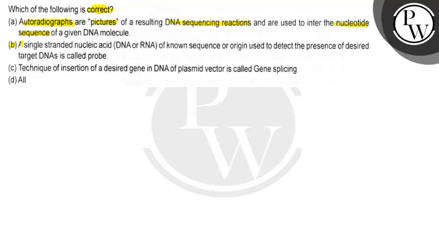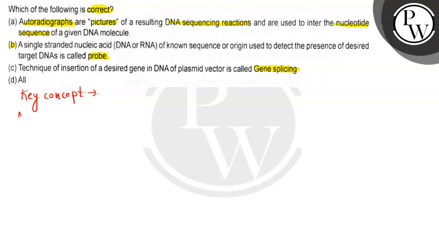If we look at statement B, here we can see that a single-stranded nucleic acid of the known sequence or origin is used to detect the presence of desired target DNAs and it is known as probe. So here the statement is regarding the probe. Now if we look at statement C, it is given that the technique of the insertion of a desired gene in the DNA of a plasmid vector is called gene splicing. So it is related to gene splicing. Now the key concept that we have to use in this question is based on different concepts as per the statement.